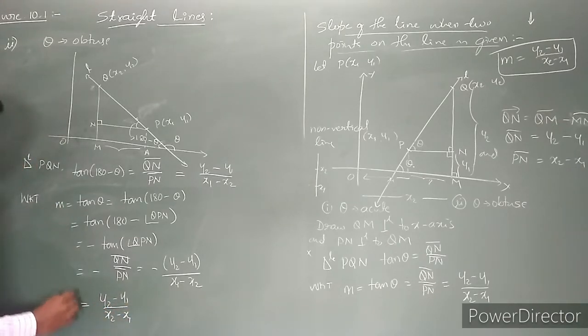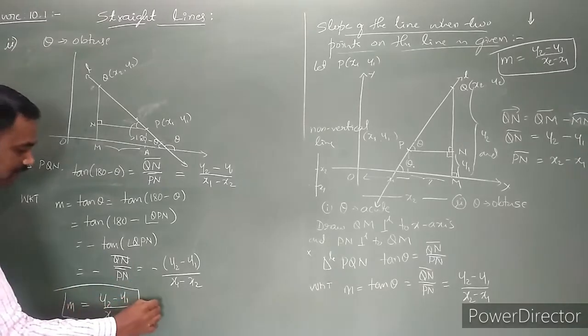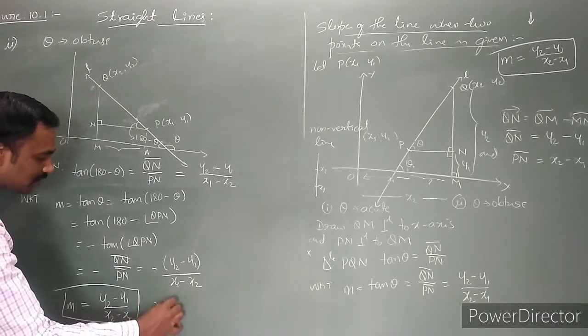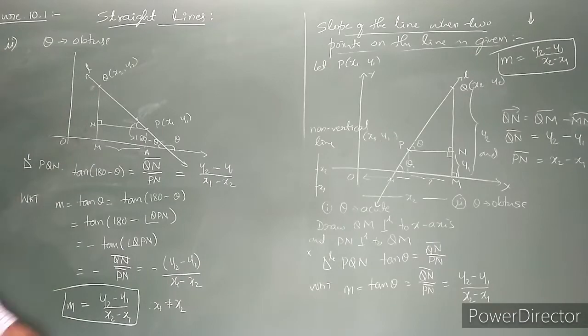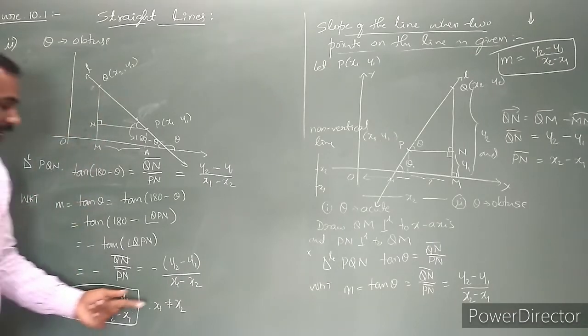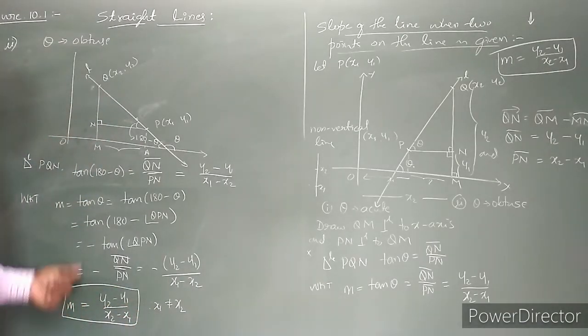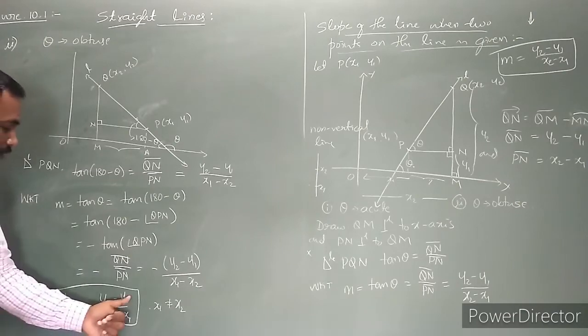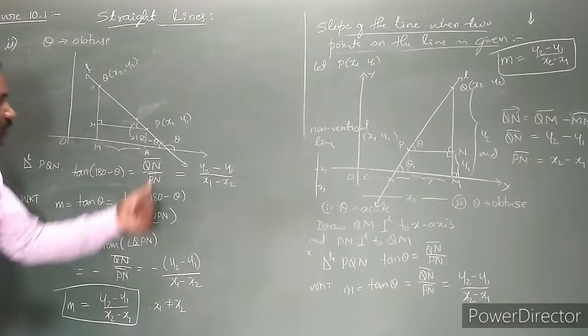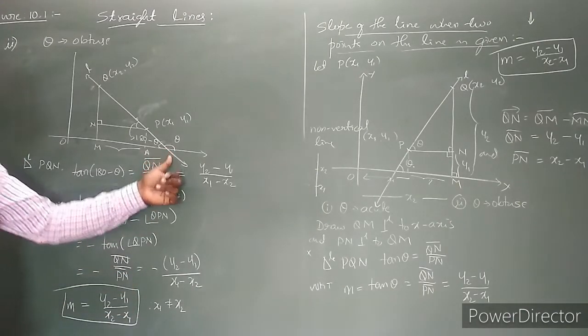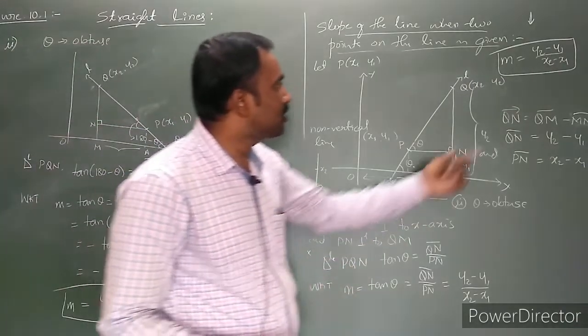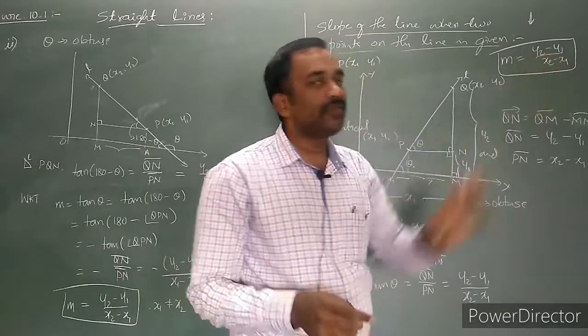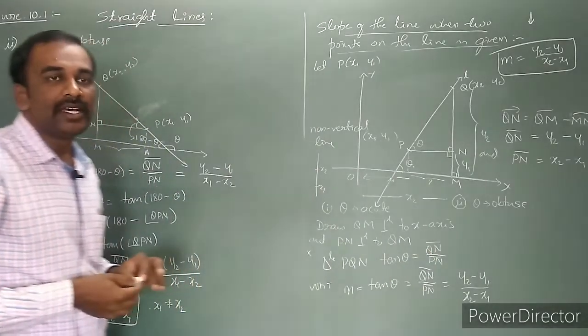What is the left hand side? M is equal to that. So here x1 is not equal to x2, that is nothing but a non-vertical line. Here we just got the result. What is the slope of the line? Y2 minus y1 divided by x2 minus x1. Whenever theta is considered, what is the slope of the line? Y2 minus y1 divided by x2 minus x1.